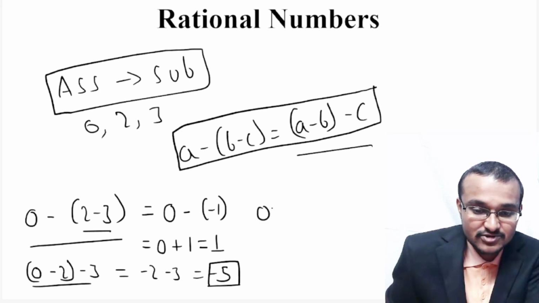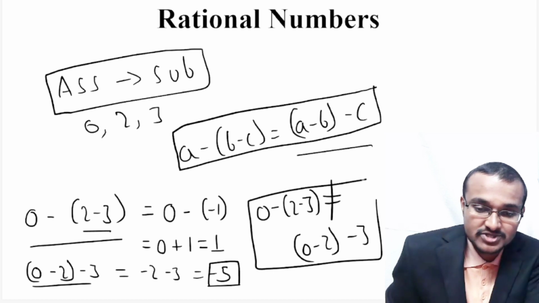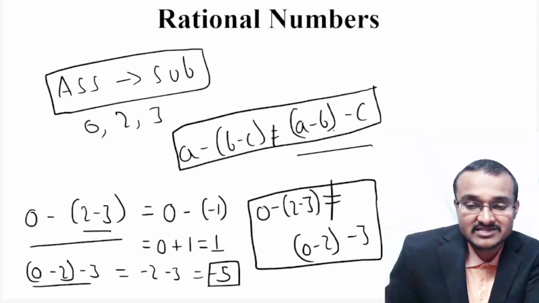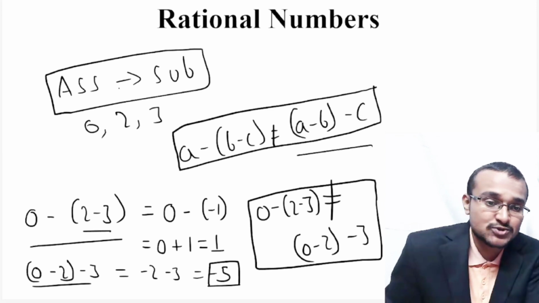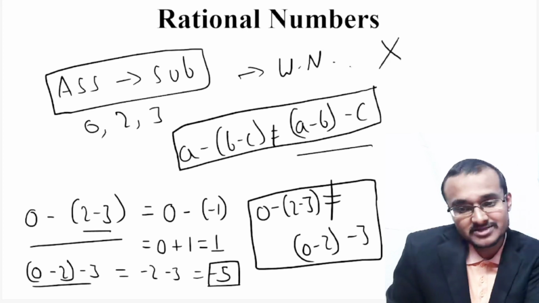That means 0 minus 2 minus 3 is not equal to 0 minus 2 minus 3. So that shows a minus (b minus c) is not equal to (a minus b) minus c. That shows the associative property under subtraction for these particular whole numbers will not be satisfied.